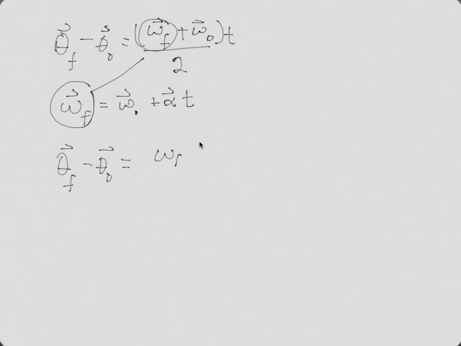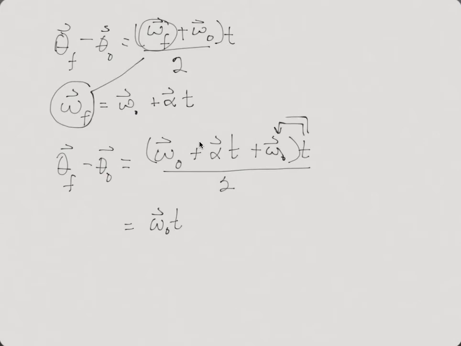omega initial plus alpha t plus omega naught, times 2 times t over 2, and this is just going to end up being omega naught times t. I'm going to group inside of the parentheses first, and then I'm going to distribute through, plus 1/2 alpha t squared. All right, I'm going to call this 4-3.